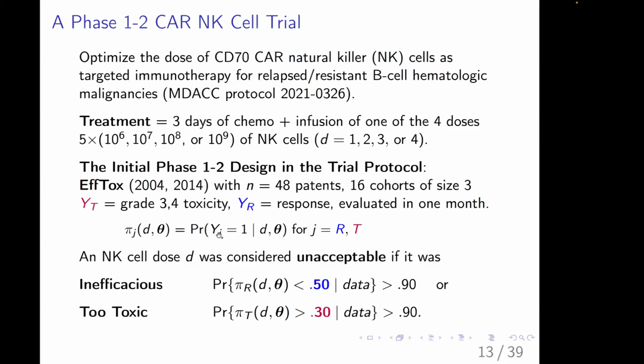So pi sub j is the probability that outcome j, which is response or toxicity, occurred. So these are the response probabilities. Here's the standard safety monitoring rule.